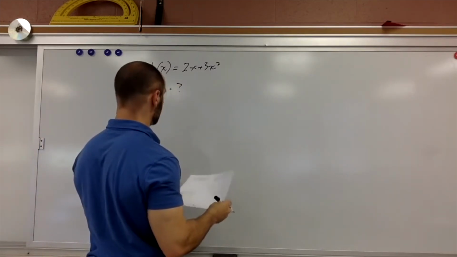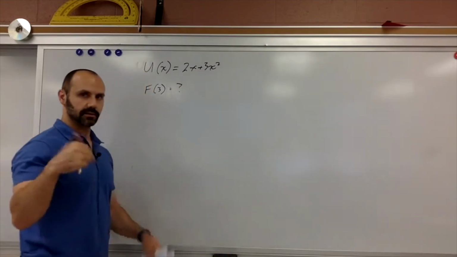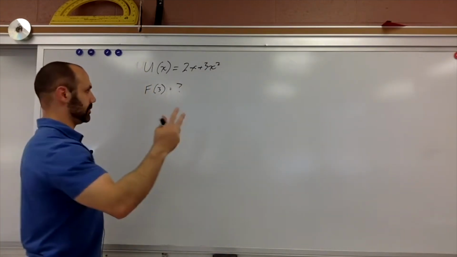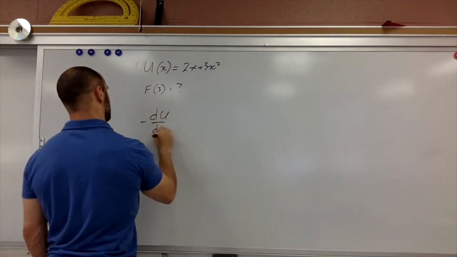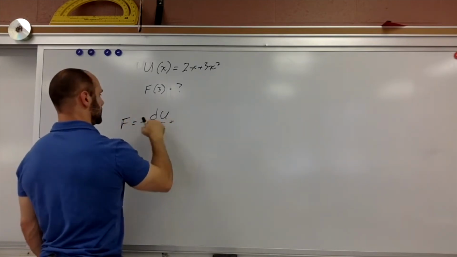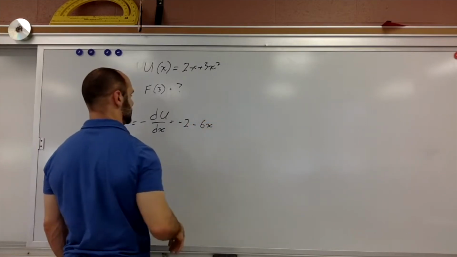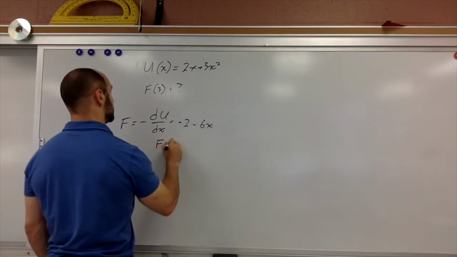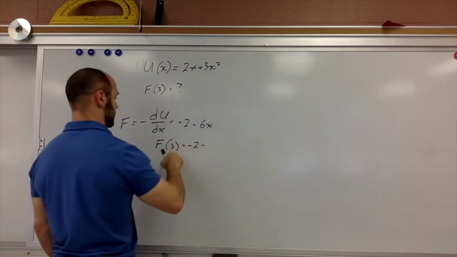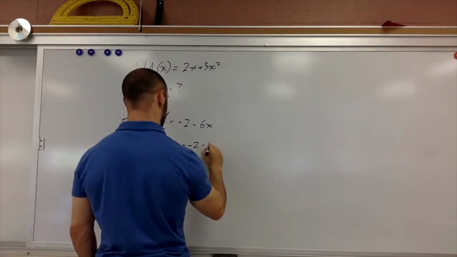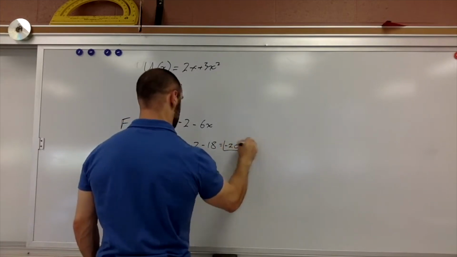All right. So first of all, let's do what we know how to do. Take the derivative, and we'll make it negative, and then we'll plug the numbers in, right? So negative dU/dx is what the force is. And so the negative derivative of this is going to be negative 2 minus 6x. Right? So then F at 3 is going to be negative 2 minus 6 times 3, which is 18. So we're going to end up with what? Negative 20 newtons.